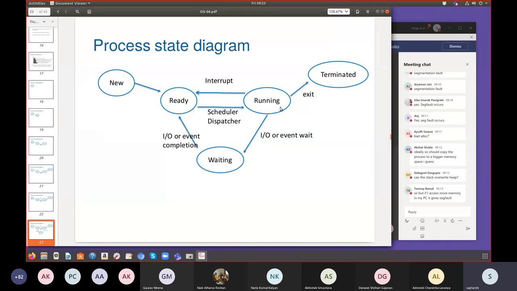In both these mechanisms, the process is going back from the running to the ready state. In one case directly, in one case through this waiting state. So what is the difference between these two mechanisms? Or why is this difference? Why did the waiting state not come here? What is the difference between these two mechanisms?